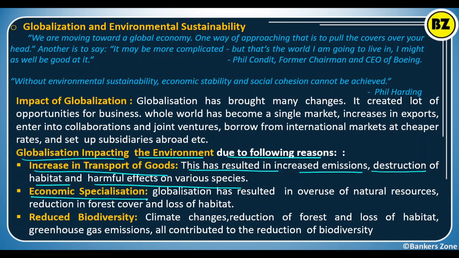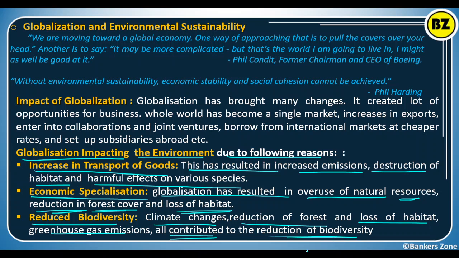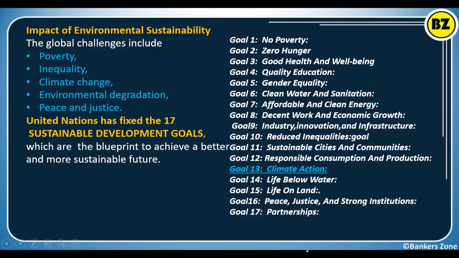Economic specialization. Globalization has resulted in overuse of the natural resources, reduction in the forest area and forest cover, and loss of the habitat. That is nothing but the economic specialization. Then reduced biodiversity means due to the globalization, climate change, reduction of the forest, loss of the habitat, then greenhouse gas emission, these all have contributed to the reduction in the biodiversity. Okay, so these are very basic points.